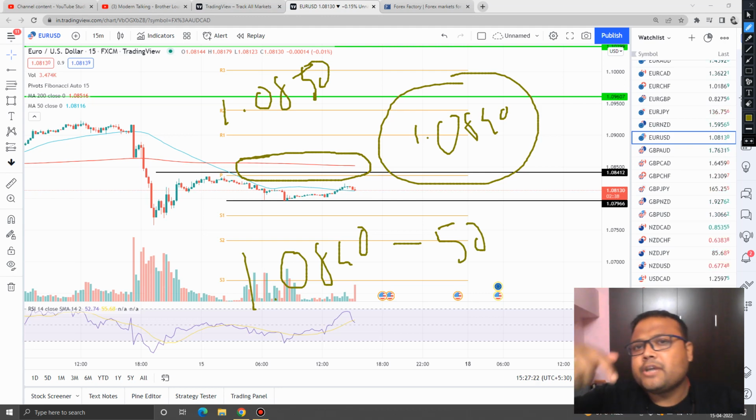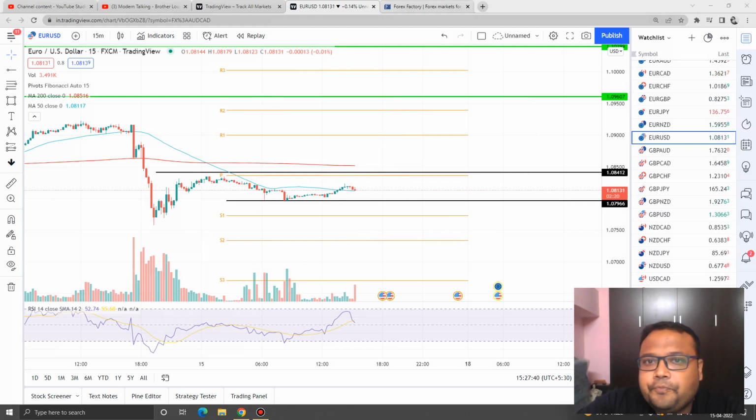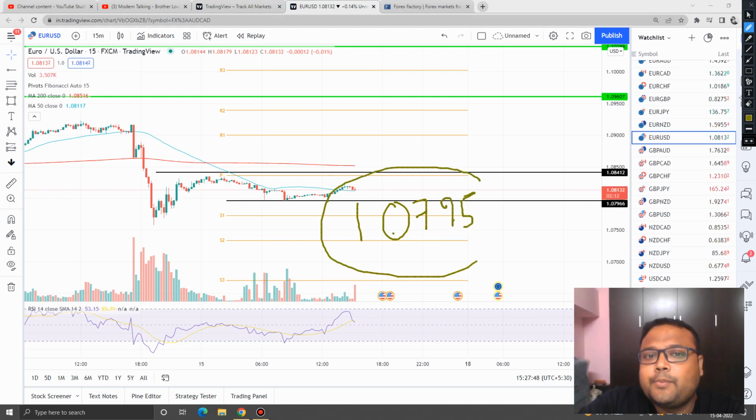If you see price rejection from above, if you see shooting star pattern, bearish pin bar pattern, then you can take a sell position, if you are adamant that you want to trade. Otherwise, if you want to avoid, you can avoid. Okay, so it's a resistance in the market, and we have 1.0795 on the downside as support.